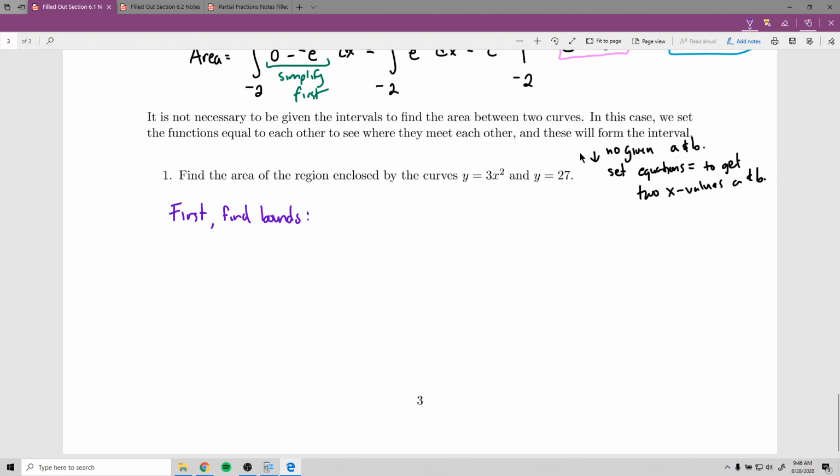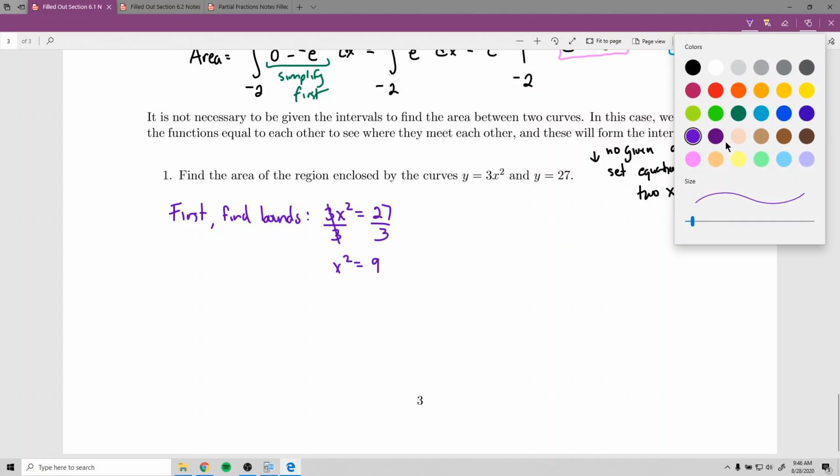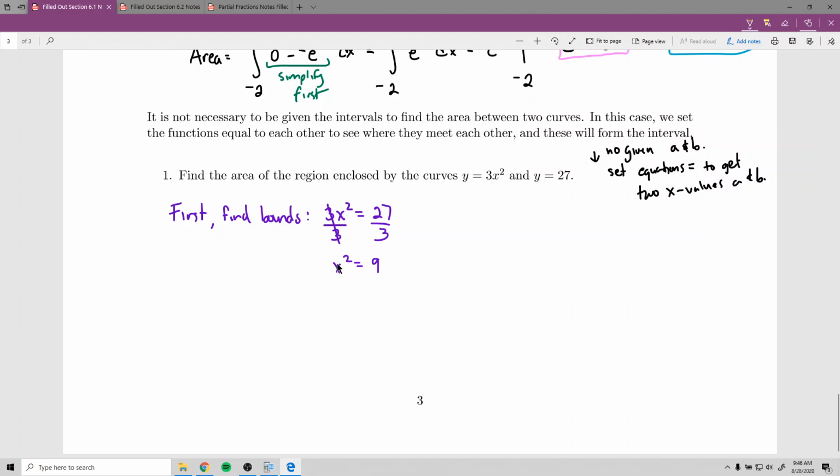All right, so when I say set them equal to each other, I mean just the part without y. So 3x squared equals 27. Solve this for x. We divide each side by 3. We get x squared equals 9. And then to go from x squared to x, we know to do the square root.